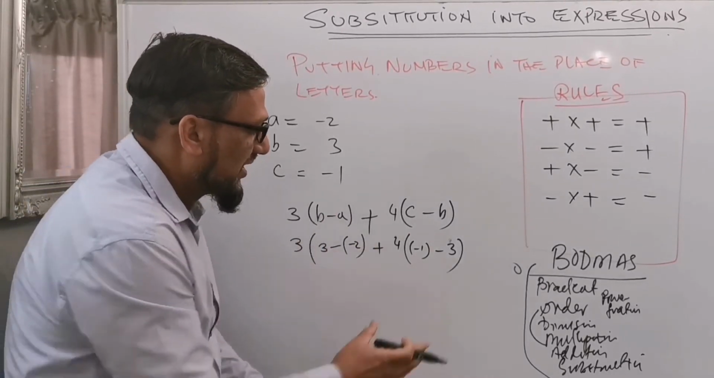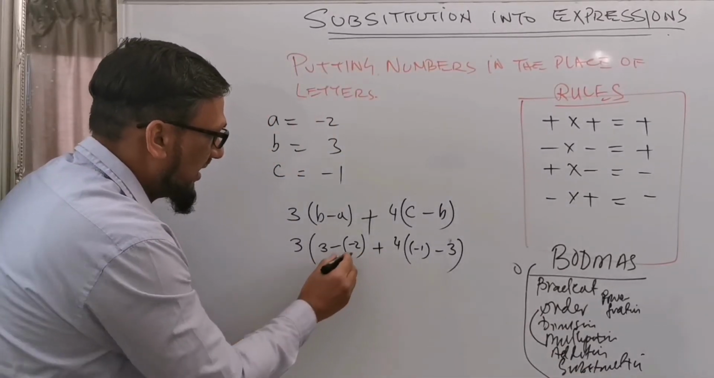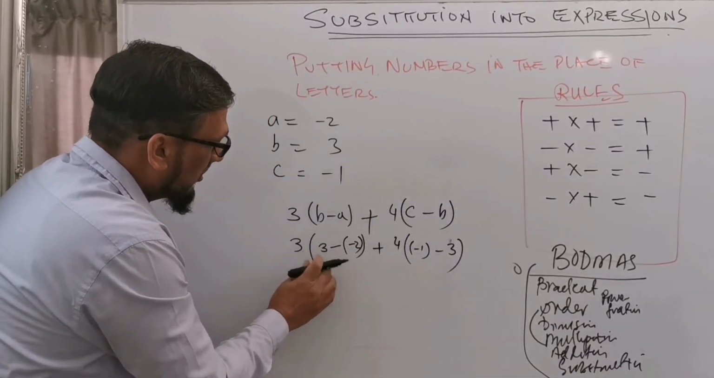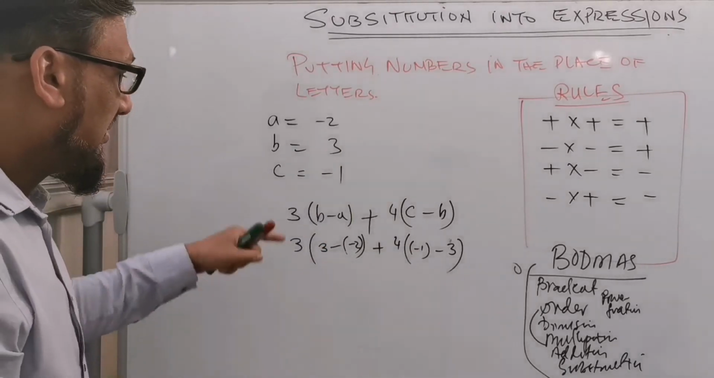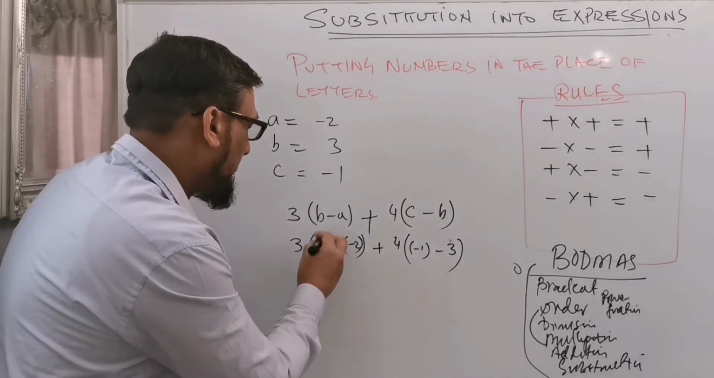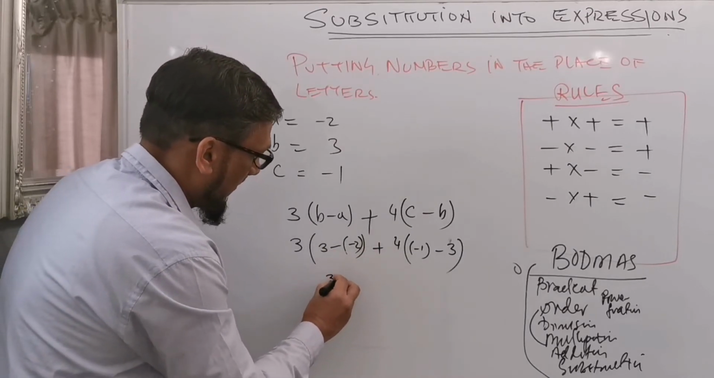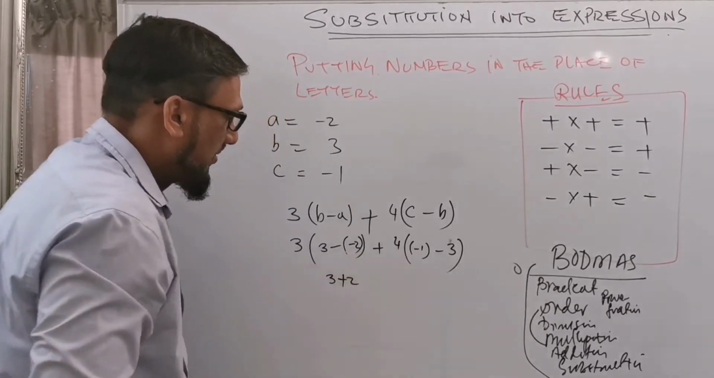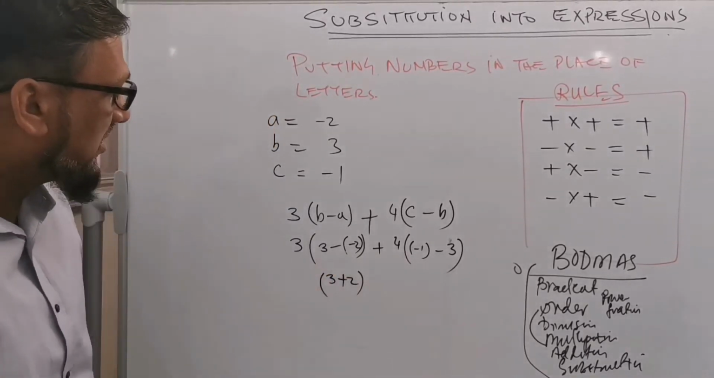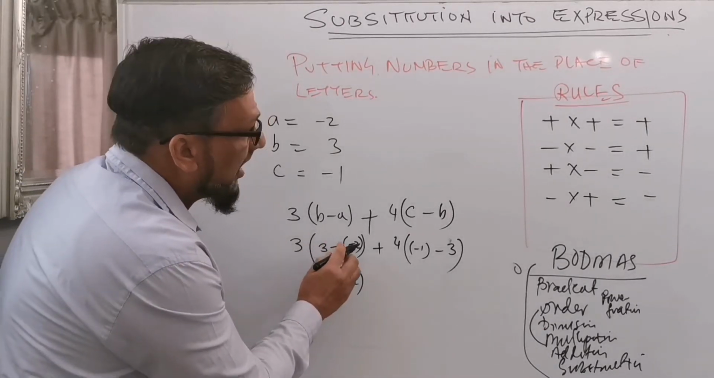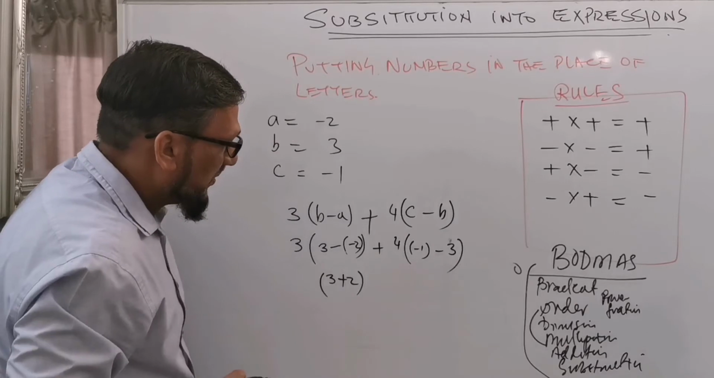As per BODMAS, first you need to solve the bracket. So I'm going to solve this bracket first. 3 minus, multiply minus, which is plus. So minus multiply minus is plus, and this is 3 plus 2, because minus times minus, the sign is converted to plus.